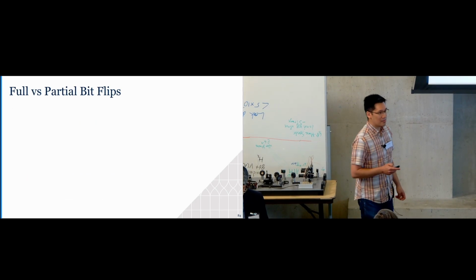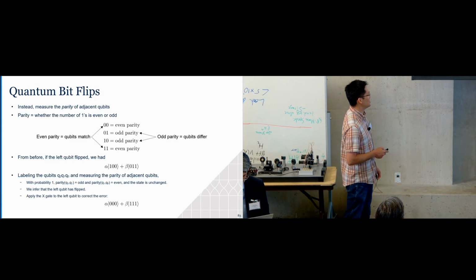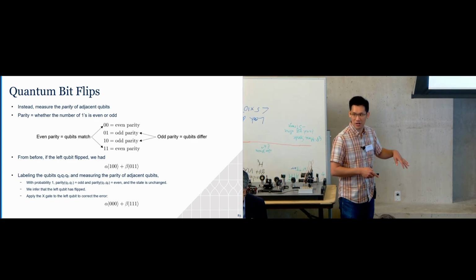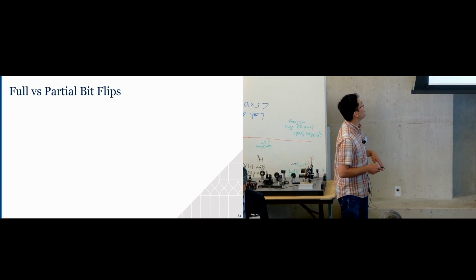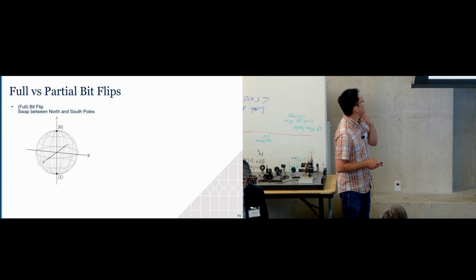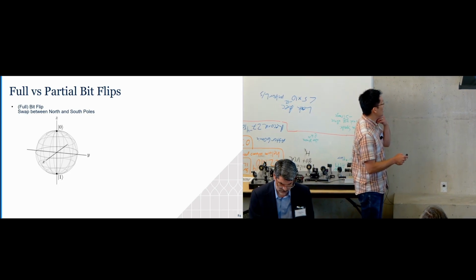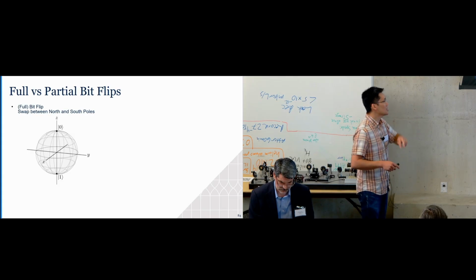All right. This was assuming that the error we had was a complete bit flip. So a 0 completely turned into a 1, and then the 1 completely turned into 0. But you might just have a partial bit flip. So what I mean by that is a full bit flip means that your state goes from 0 to 1, and 1 goes to 0 directly. So the north and south poles are jumping between them.